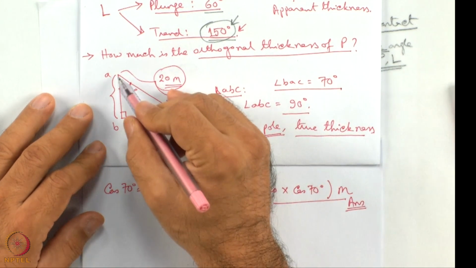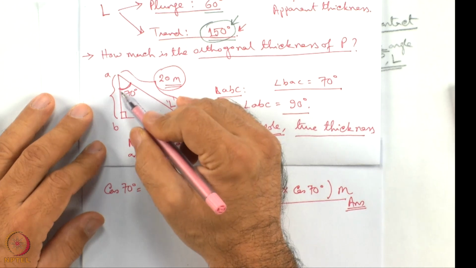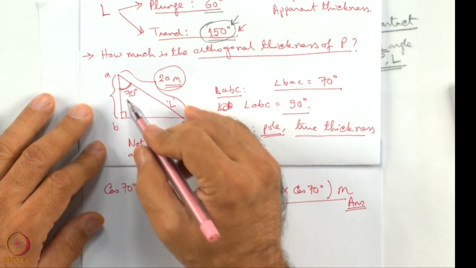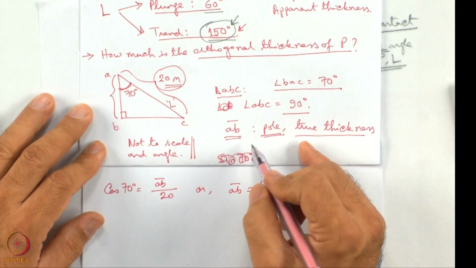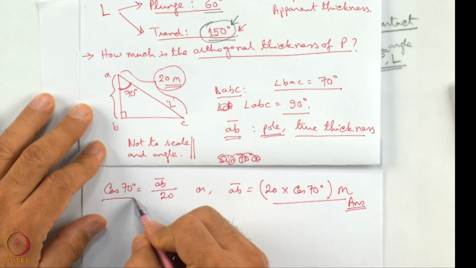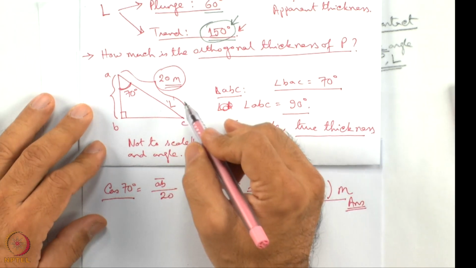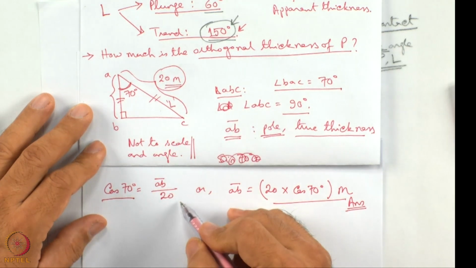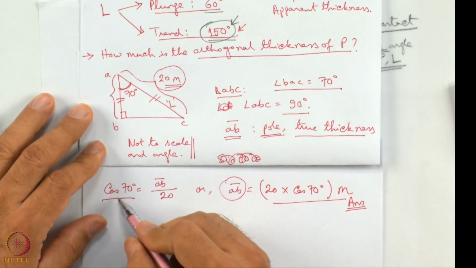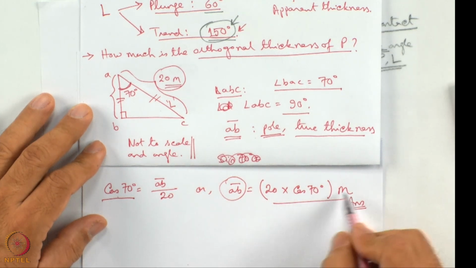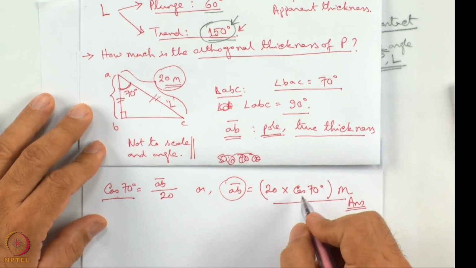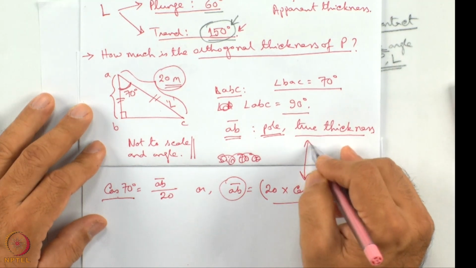I understand this drawing is not as per that, this is certainly less than 70, so I am writing not to scale an angle. Consider this is 70 degree, then we can write cos 70 degree is equal to this AB length divided by 20 meter, that is what I am writing. So the AB length will be cos 70 multiplied by 20, whatever comes out, and that is in meter, and this is the answer. This is the true thickness of the lithological contact.